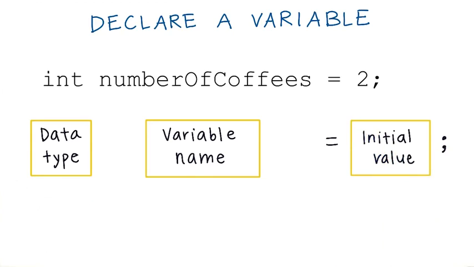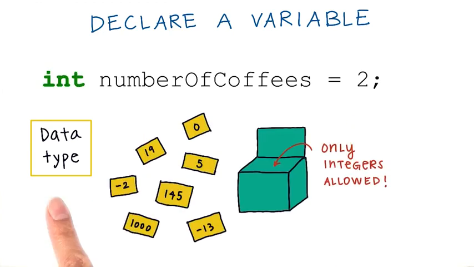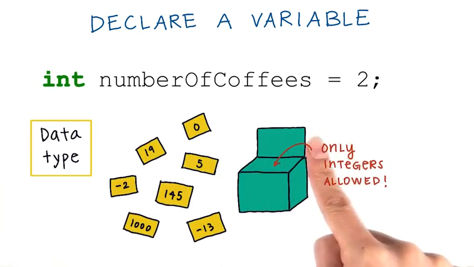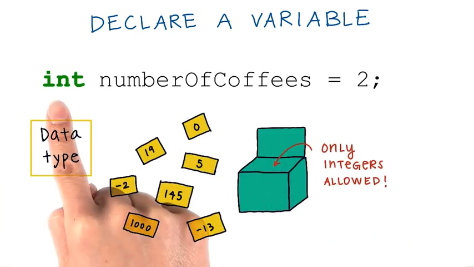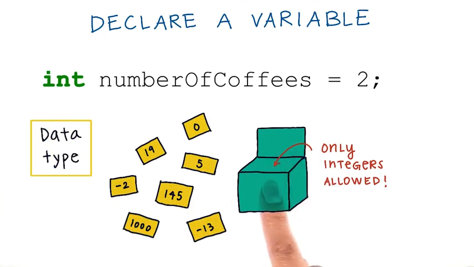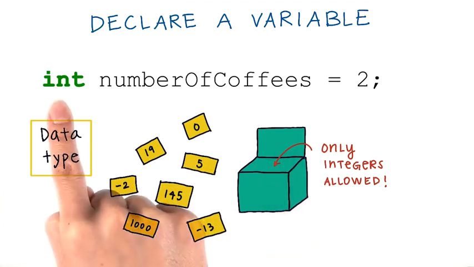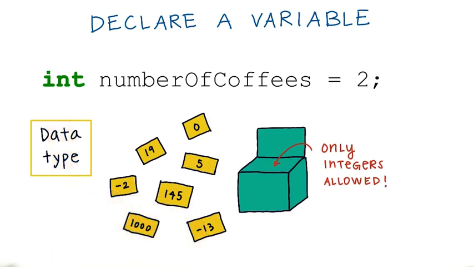Let's break down this line one piece at a time. The first word is the data type. This is the type of data that's allowed to go inside this variable. In this case, we only let integer numbers get stored inside the variable. As I mentioned earlier, int is short for integer. An integer is a whole number, basically any number including 0 and negative numbers that are not fractions or decimals. 0, 5, 145, all of these are examples of integers.